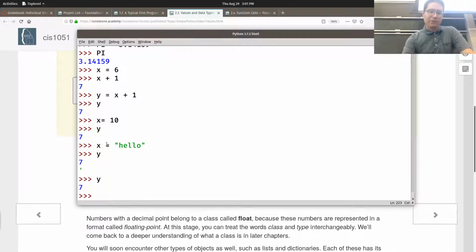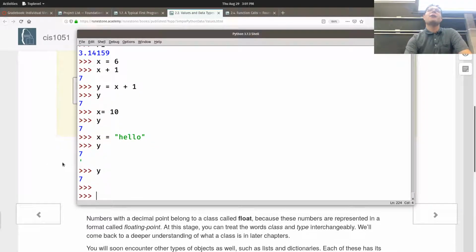Oh, why? That tick was because I hit the tick while I hit the enter. So that's why.